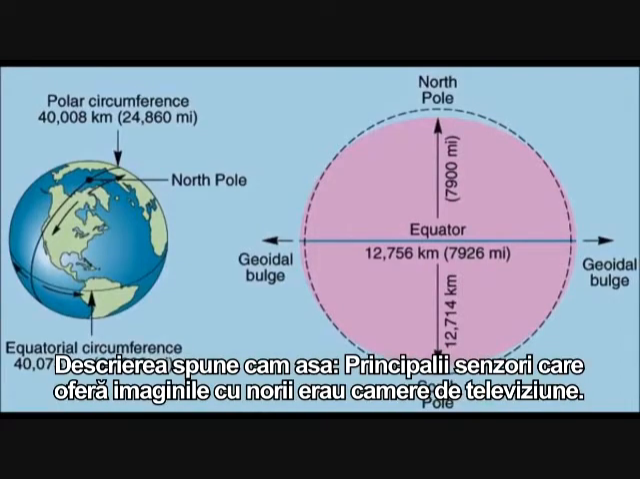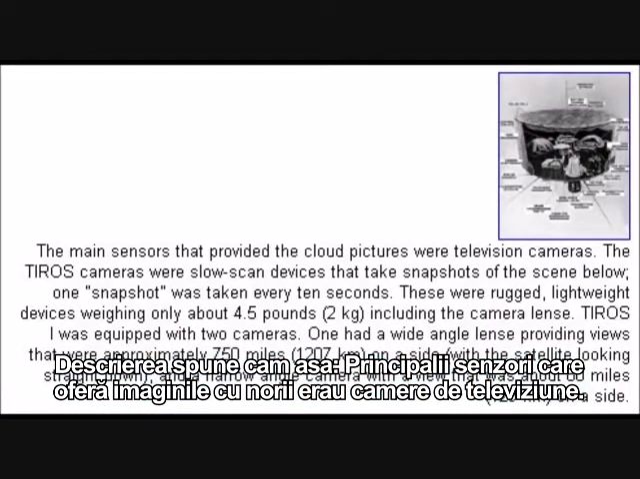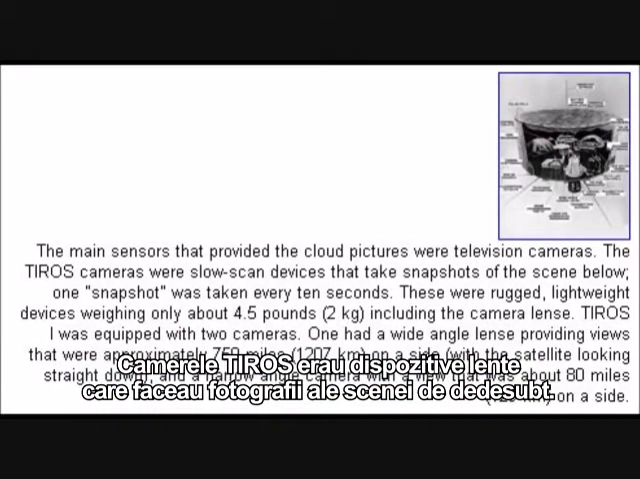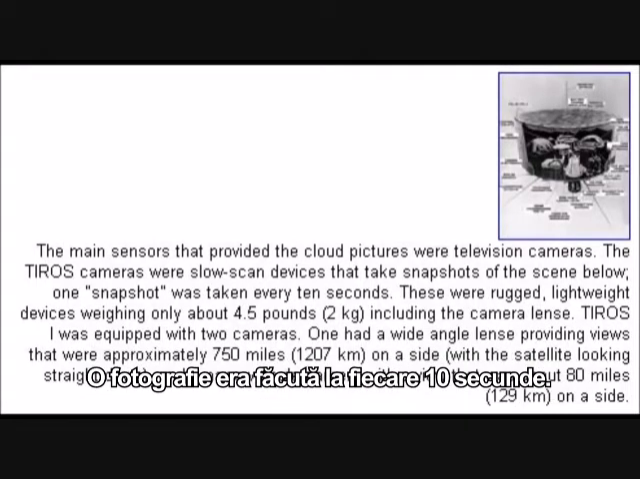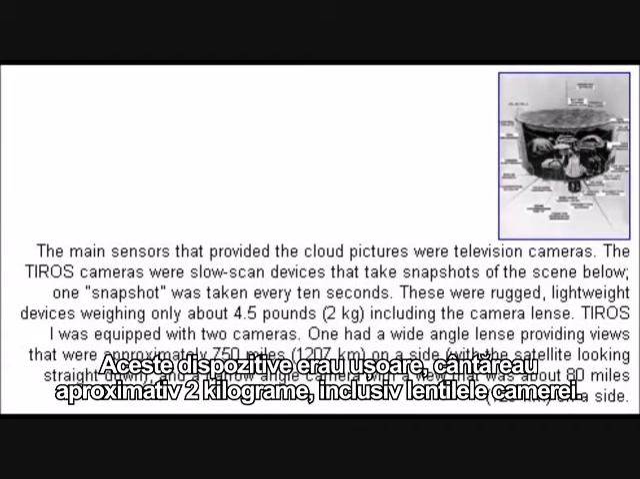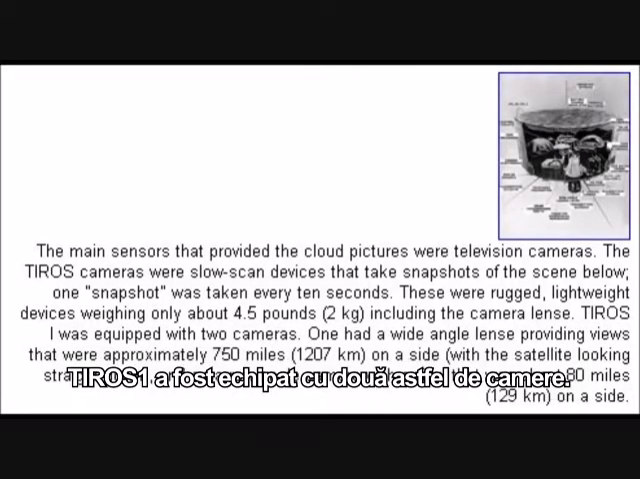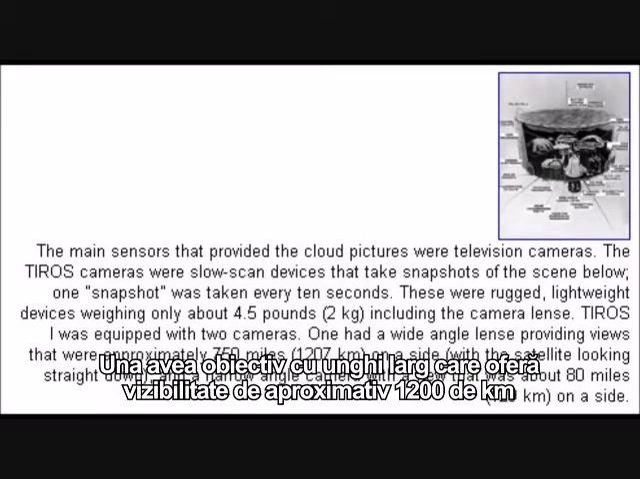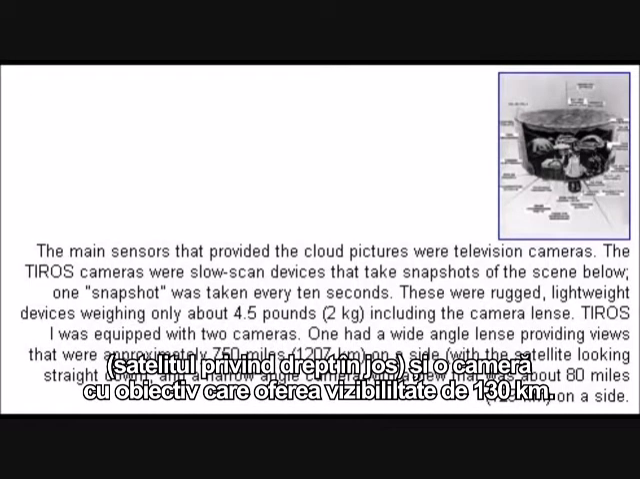The description of this sucker here: the main sensors that provided the cloud pictures were television cameras. The Tyros cameras were slow scan devices that take snapshots of the scene below. One snapshot was taken every 10 seconds. These were rugged, lightweight devices weighing only about 4.5 pounds, including the camera lens. The Tyros 1 was equipped with 2 cameras. One had a wide-angle lens providing views that were approximately 750 miles on a side, with the satellite looking straight down, and a narrow-angle camera with a view that was about 80 miles on a side.